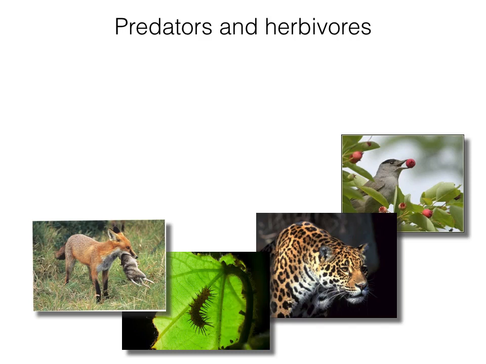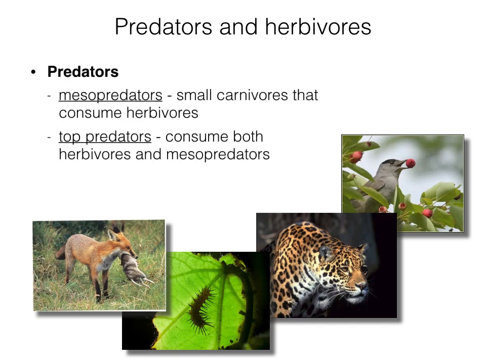When considering which kind of animal is eaten, ecologists break down predators into two broad categories. Small carnivores that eat herbivores are called mesopredators, while top predators are those that consume mesopredators and herbivores. The term top for top predators refers to the fact that those predators are at the top of the trophic food web, meaning no other predator eats them.